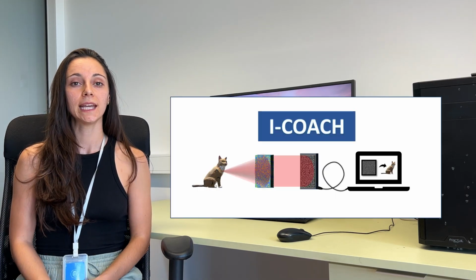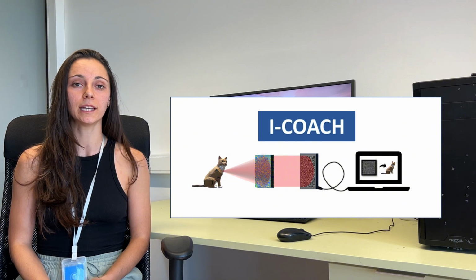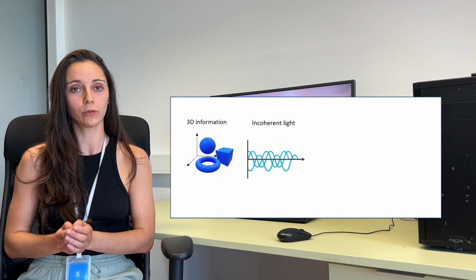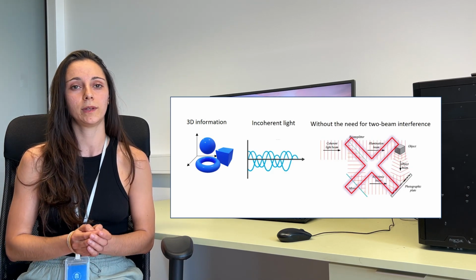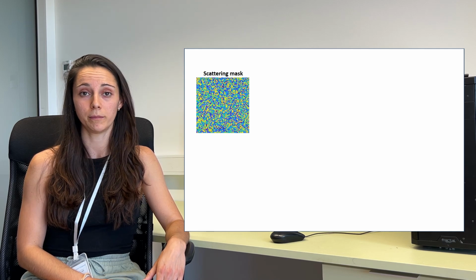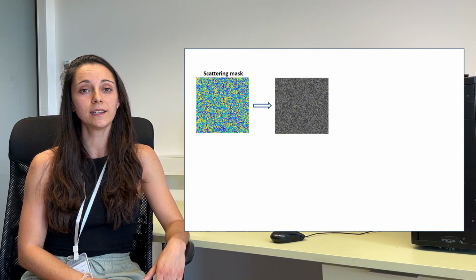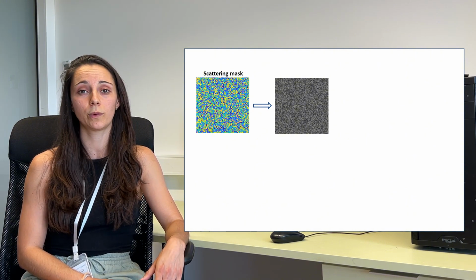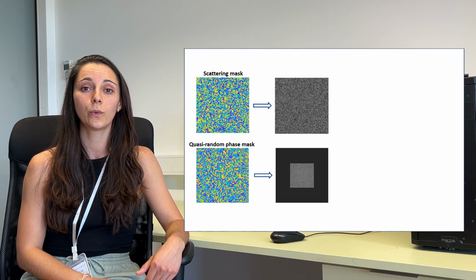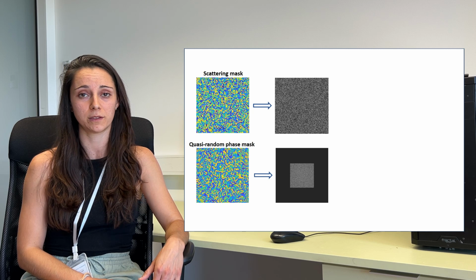As some of you may know, interferenceless coded aperture correlation holography, abbreviated as ICOACH, is a computational imaging method that enables three-dimensional information of an object to be obtained under incoherent illumination and without the need for two-beam interference. Initially, ICOACH was implemented using a scattering mask, which scatters the object beam, producing a chaotic distribution at the sensor plane. In posterior studies, certain levels of engineering were performed even with a scattering mask to control scattering, which are referred to as quasi-random phase masks.